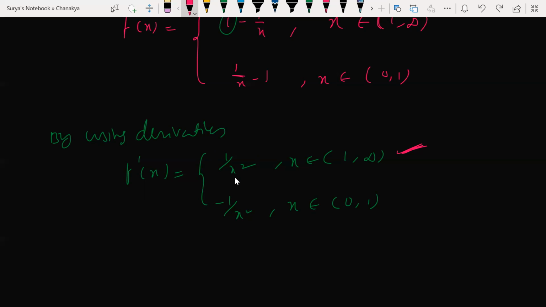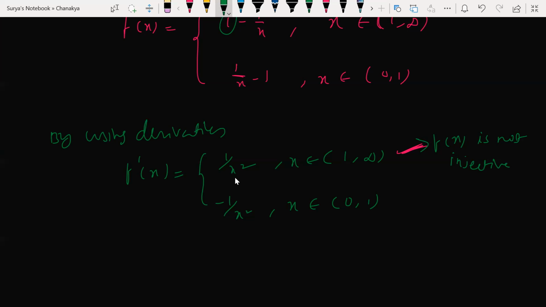Clearly, you can say that here the function f of x is not injective. f of x is not injective. Now check whether it is surjective or not.